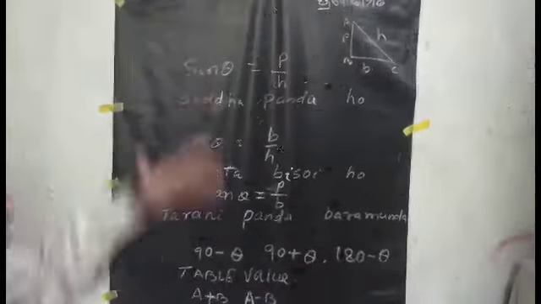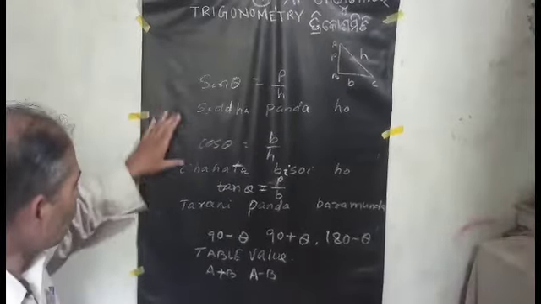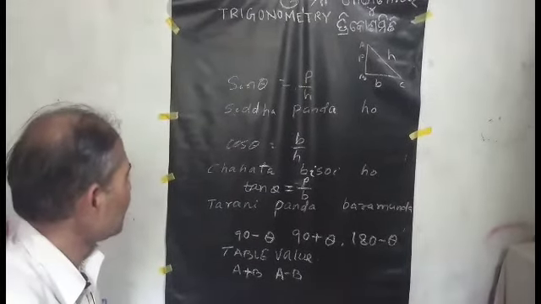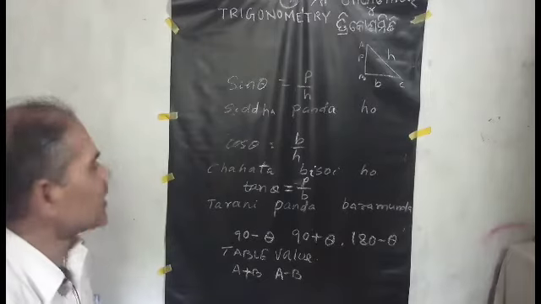You will say the gist of the formula, that is sin, cos and tan theta. Sin theta is P by H.